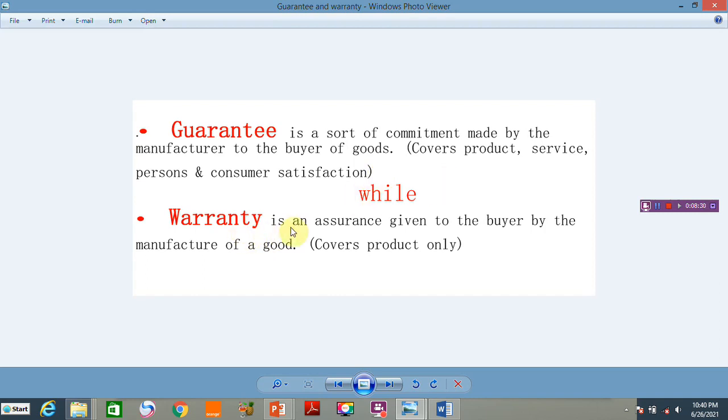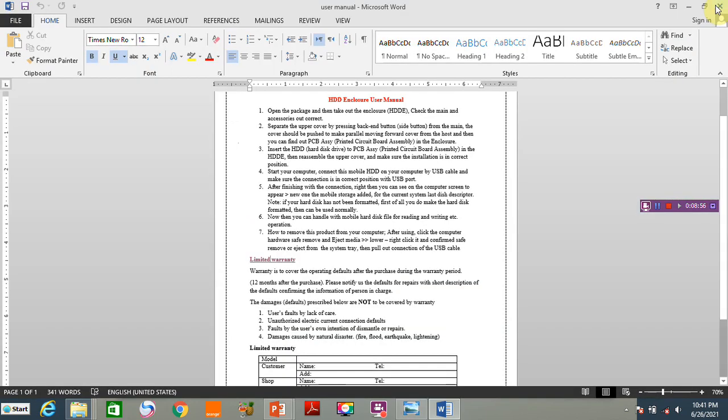They're telling us that it is an assurance given to the buyer by the manufacturer of the goods, but it only covers the product. So whenever they give you one of those two, you have to know what they mean. A guarantee can cover multiple items, whereas the warranty covers only the product. Are we at par? So now we can continue because we have understood the difference between a guarantee and a warranty. And in our document here, or user manual, they gave us what we call a warranty.